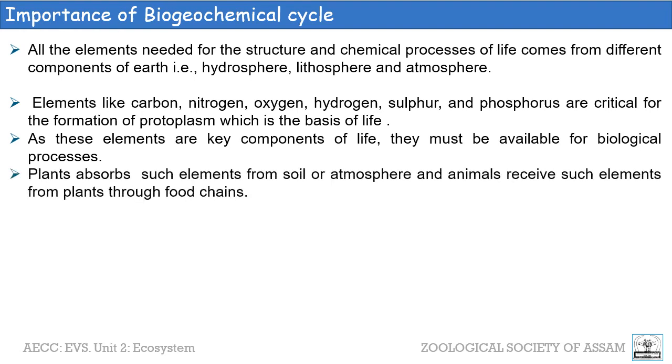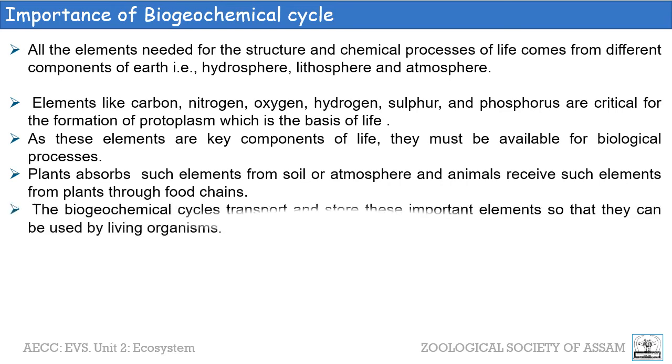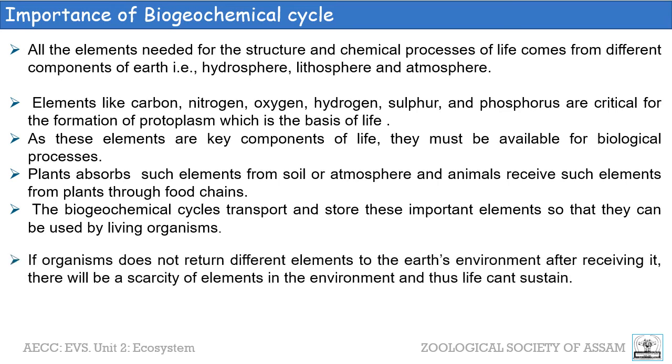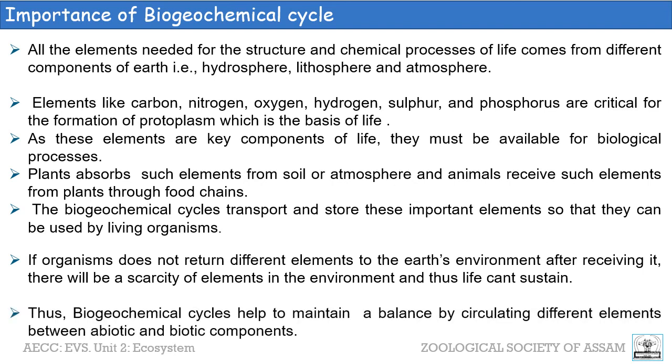As these elements are key components of life, they must be available for biological process. Plants absorb such elements from soil or atmosphere, and animals receive such elements from plants through the food chain. The biogeochemical cycle transports and stores these important elements so that they can be used by living organisms. If organisms do not return different elements to the earth environment after receiving them, there will be a scarcity of elements in the environment, and thus life cannot sustain. Thus, the biogeochemical cycle helps to maintain a balance by circulating different elements between abiotic and biotic components.